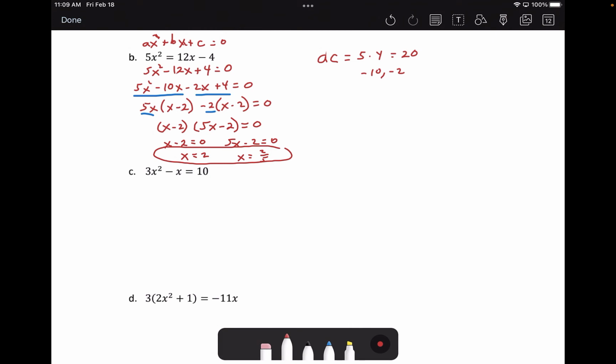Now the AC method is just one way to solve quadratics where the a, the leading coefficient, is other than 1. There are other techniques. If you learned a different technique in the past, it still works. AC is just one method, one way to do it.